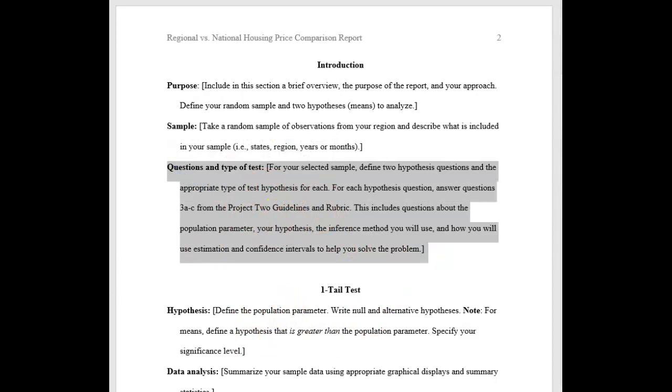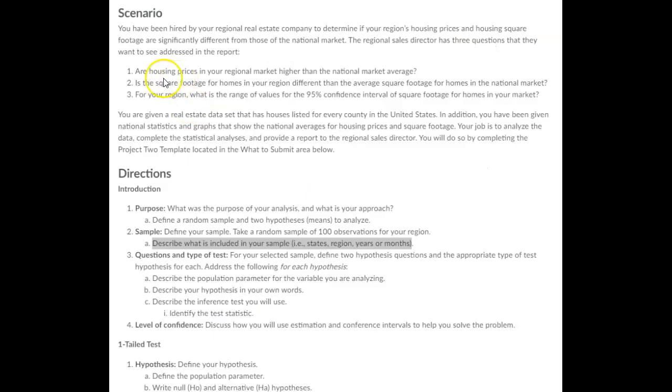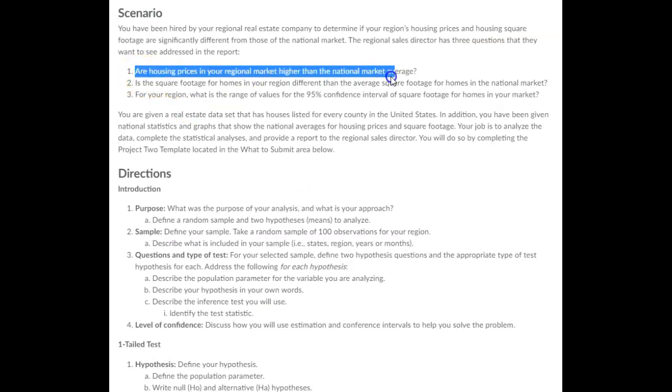And our first hypothesis test that we'll be doing is a one-tailed test, and it tells you right here that you'll be doing a greater than test, to the right-hand tail. And so our alternative hypothesis should have a greater than sign, and we'll be doing a right-hand tail test. So let's look at what that first question is. Are housing prices in your regional market higher than the national market average?